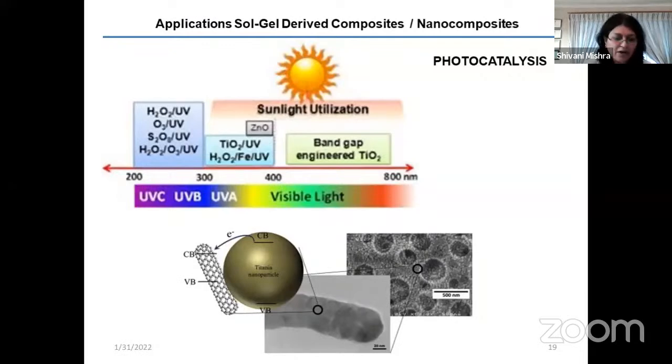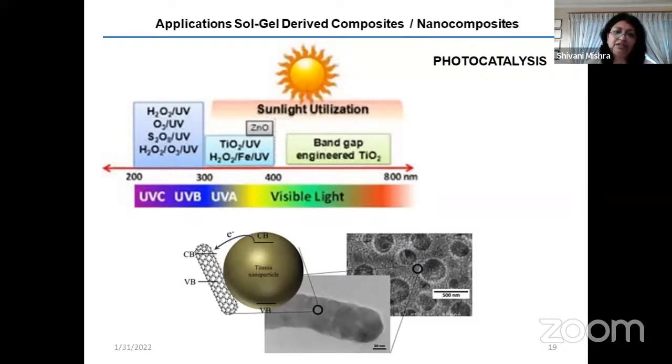Okay. Now, when we talk about catalysis with sunlight, the most popular is titanium oxide, or what we call titania. But unfortunately, titania has its own limitation of being active only in a certain wavelength range of the electromagnetic spectrum, mostly between 200 to 400 nanometers of the UV range.